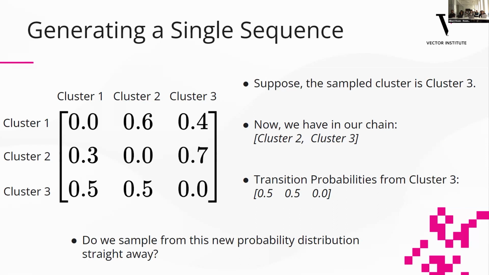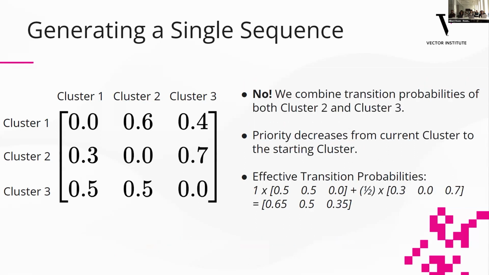Now the question is, do we sample from this new probability distribution right away? We do not. What we do is combine the transition probabilities of both cluster 2 and cluster 3, while giving a higher priority to cluster 3. The priority decreases as we go towards the beginning of the sequence. In order to calculate the effective transition probabilities, we do a weighted sum, which can be seen as follows.